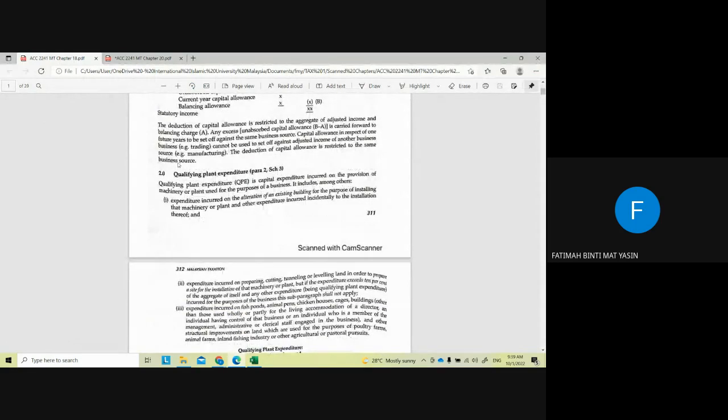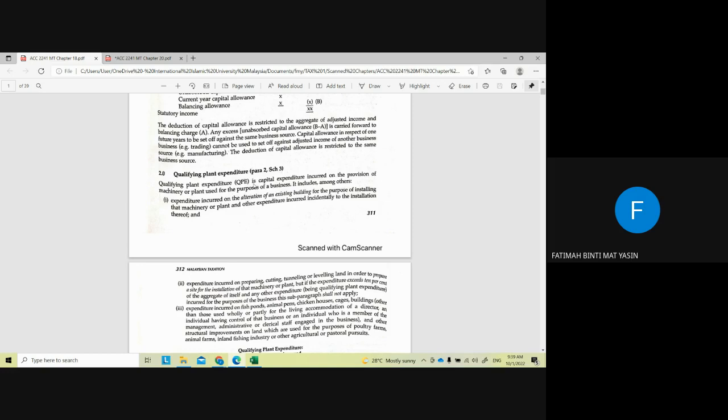Okay, so we continue with 2.0, qualifying plant expenditure. QPE is capital expenditure incurred on the provision of machinery or plant used for the purposes of business. So you can only claim the capital allowance if you acquire the asset to use in the business.